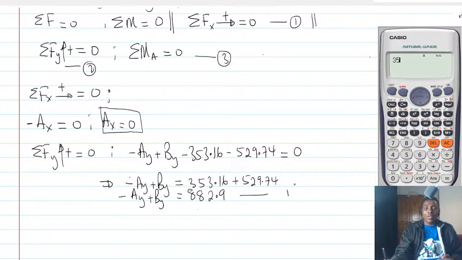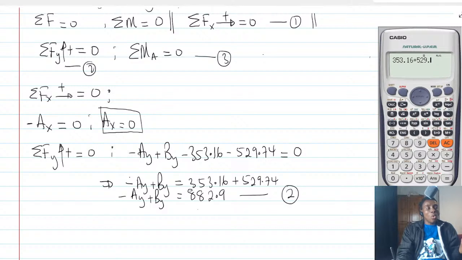Let's call this equation 2. But I have two unknowns from one equation. Means that I cannot solve it, right? So then I need an extra equation which will come from where? Moment. Alright, so now we are going to sum moment.